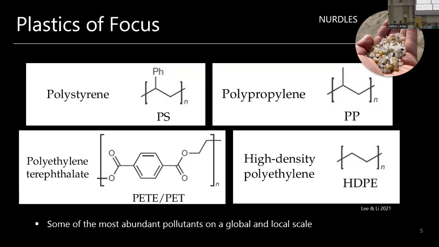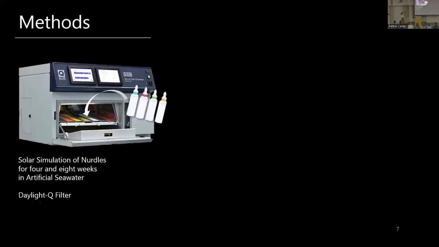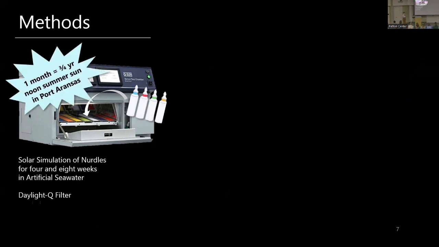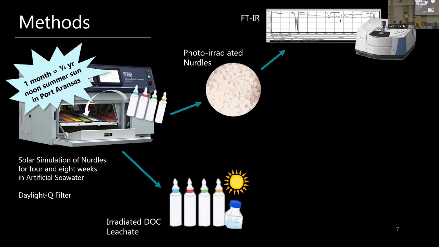But then I focus on nurdles because we're in Texas and they're everywhere. There's hundreds of thousands of millions of them all along our beaches because of those factories. So keeping it local, keeping it relevant. So first bit, photodegradation. Try to go through these methods pretty quick, but we put our nurdles in artificial seawater in this solar simulator. It simulates noon summer sun in Port Aransas. So we did that for 4 and 8 week time periods. That 4 week period is equivalent to about 3/4 of a year, that noon summer sun, and then the 8 weeks is 1.5 years.